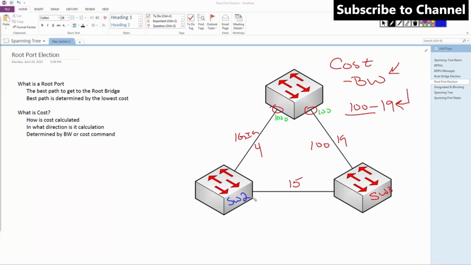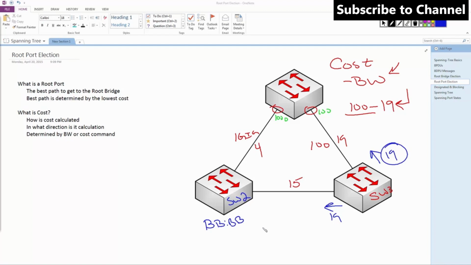So, because I have a cost of 19 going in this way and a cost of 19 going this way, I have to make the decision which way to go because I can't make it based on cost. So I'm going to break this tie based on the lowest bid number in this scenario. Okay? Now, if everyone has the same priority, in our case here, we're going to choose the one with the lowest MAC address. So we have two tiebreakers going on here.